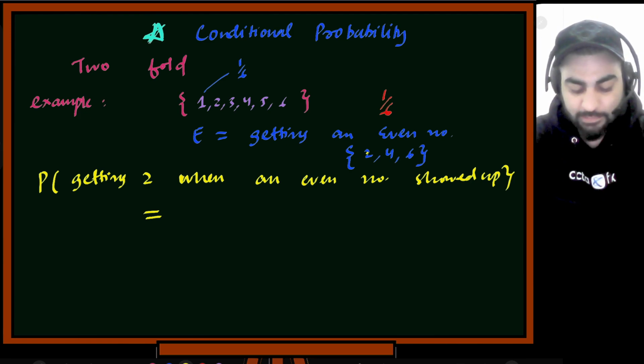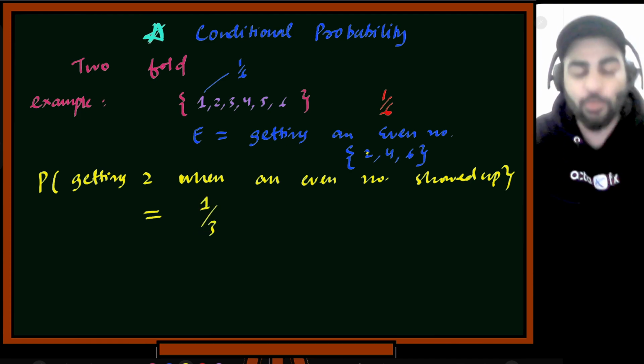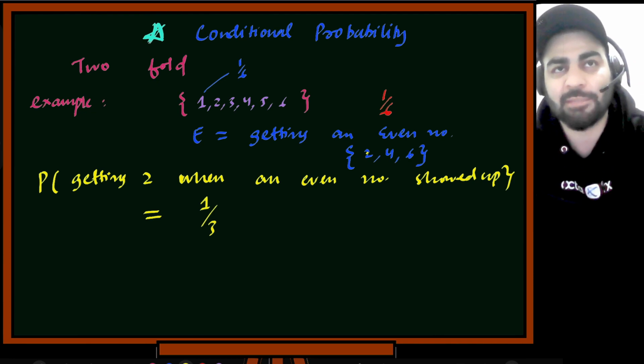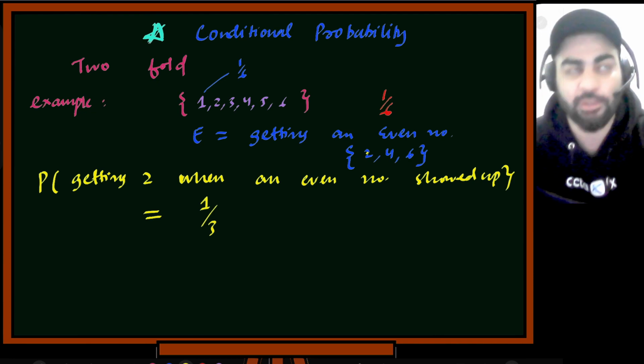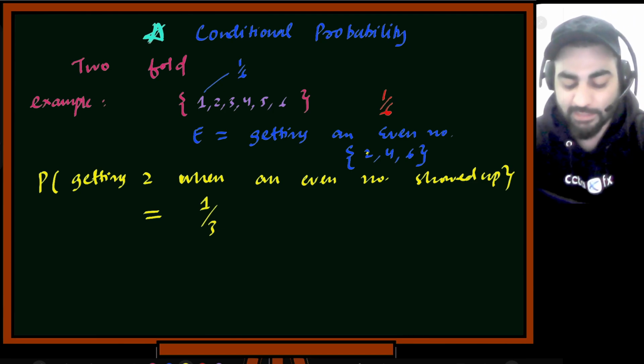1 by 3. This is 1 by 3. Okay. Now we'll try to formalize this. Now we'll try to see mathematically how we arrived at 1 by 3, because intuitively it seems really easy to compute this probability, 1 by 3.